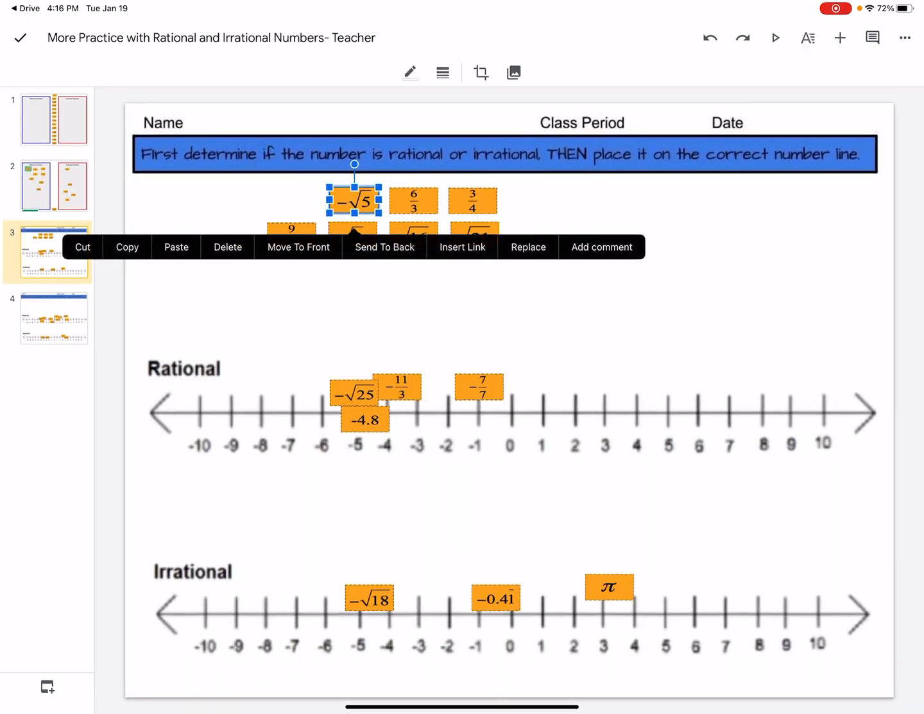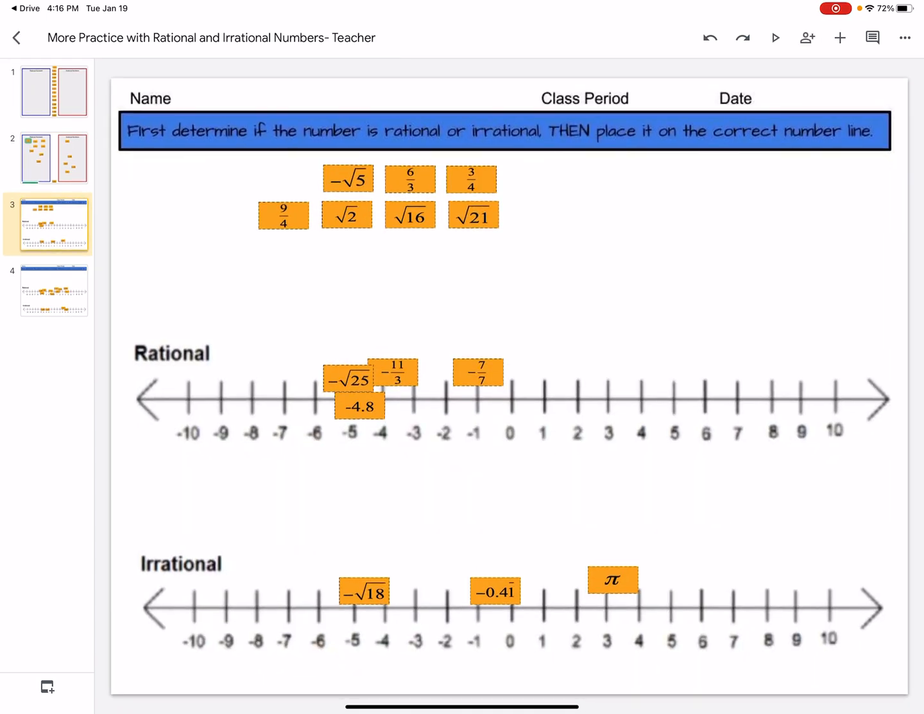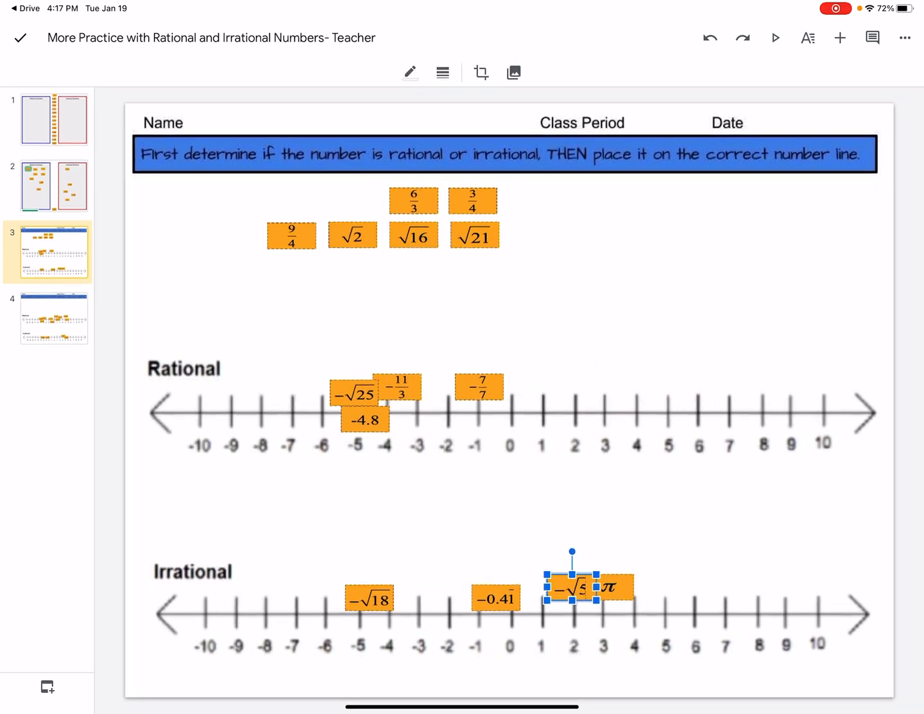Negative square root of 5, irrational. So I have to think about that one. Square root of 5 is between square root of 4, which is 2, and the square root of 9. So that'll be somewhere along in here because it's not perfect. It's irrational.